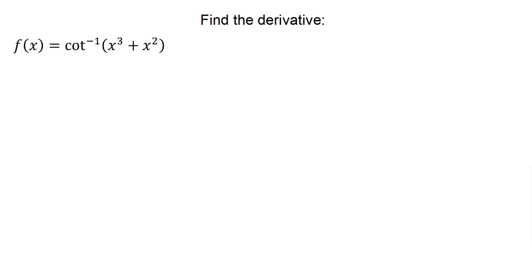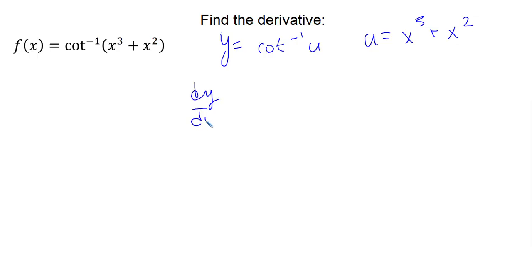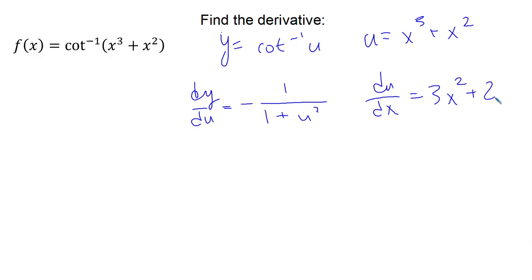For our next one, again, we've got an inverse trig rule here. We've got y is equal to the inverse cotangent of u, where u is x cubed plus x squared. So our dy du, again, this is the co-function of tangent. So we said that all the co-functions just differ by a negative sign from the original function. So the derivative of inverse cotangent is negative 1 over 1 plus u squared. And our du dx is just 3x squared plus 2x.